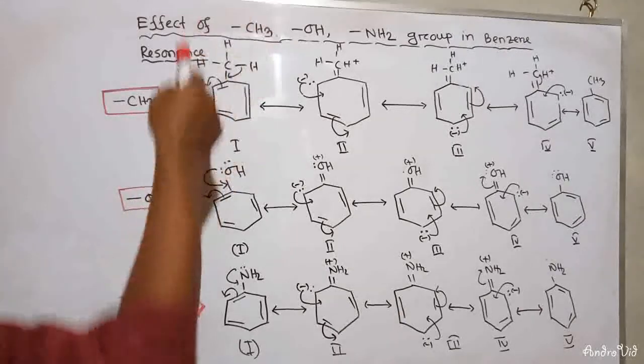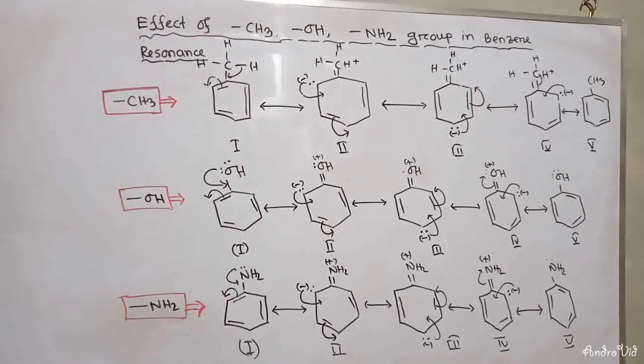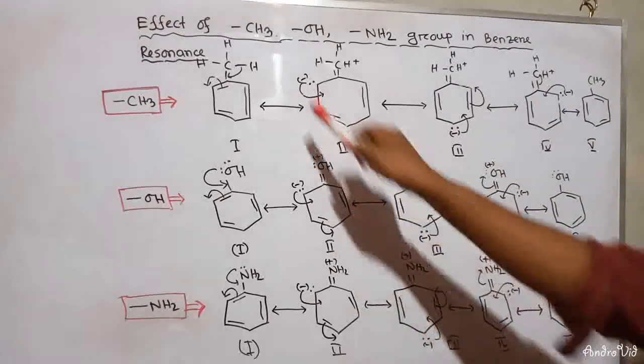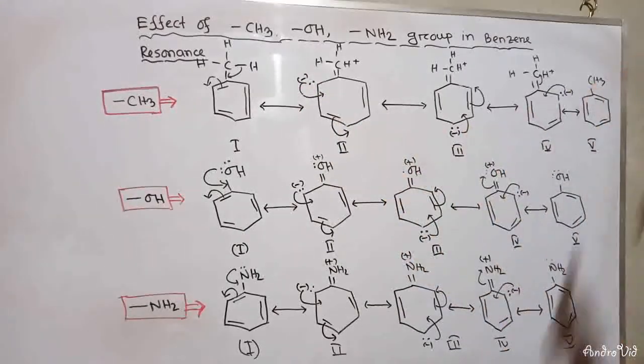So when a methyl group is attached to the benzene ring, it basically acts through the positive induction effect, and due to this positive induction effect, the methyl group will supply electrons to this benzene ring. For this reason, electron density in ortho and para positions will be increased. For this reason, ortho, para and ortho positions will become negative in charge.